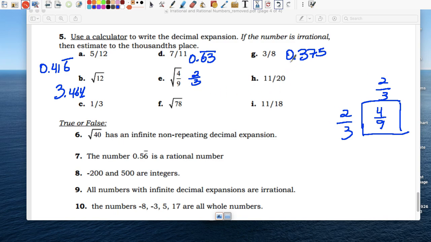11 over 20, 0.55. 1 over 3, if you divide that in your calculator, you're going to get 0.33333333, or better yet, like that.